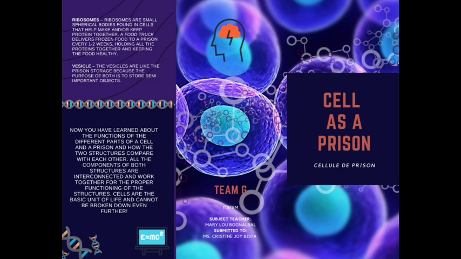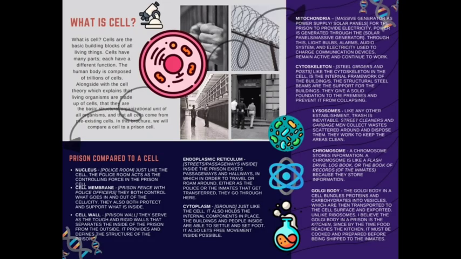Our group decided to compare a cell into a prison cell. So, what really is a cell? A cell is the most basic unit of life. It is found in every living organism and comes from pre-existing cells. As we walk you through this travel brochure, I will show you how the prison is compared to a cell.